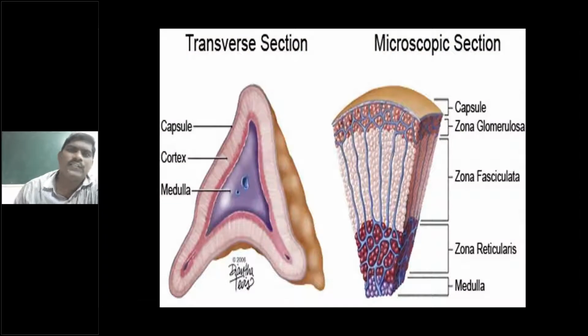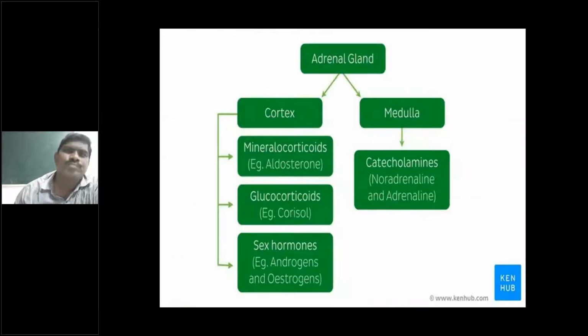If you see the transverse section, the adrenal gland contains an outer capsule, followed by the cortex and the inner medulla. The outer cortex is divided into three parts: zona glomerulosa, zona fasciculata, zona reticularis, and then the inner medulla.